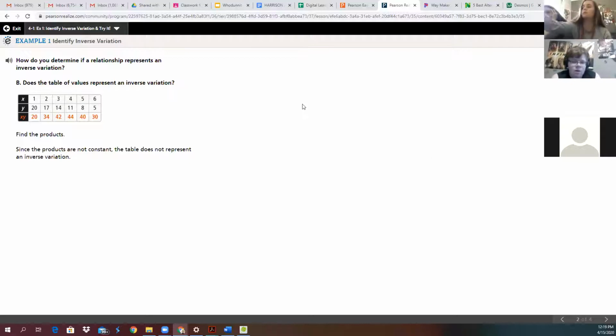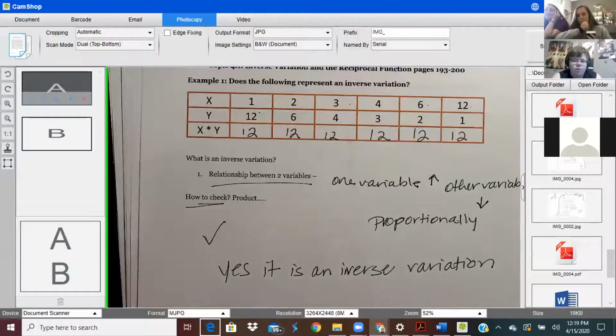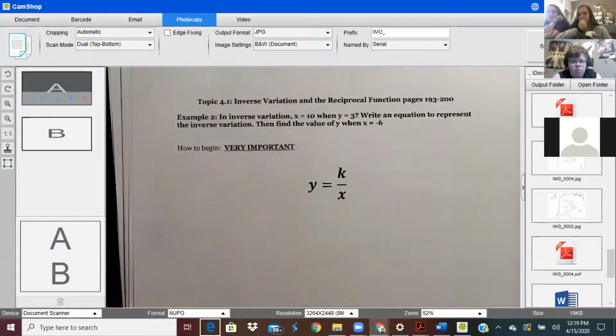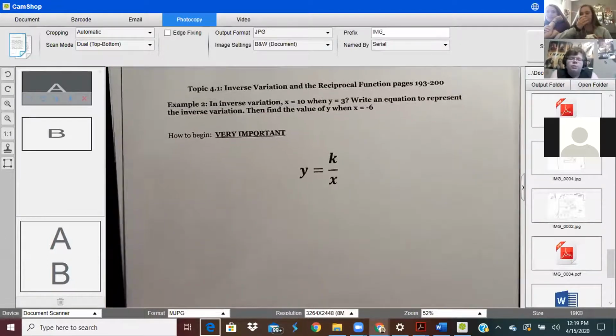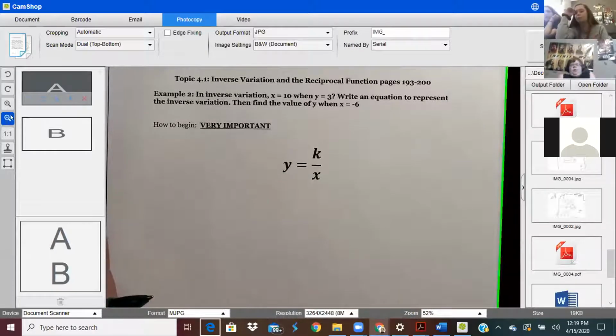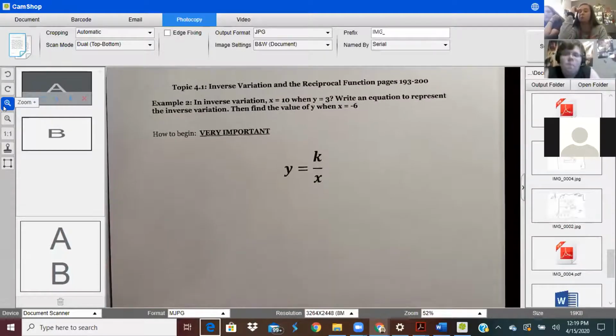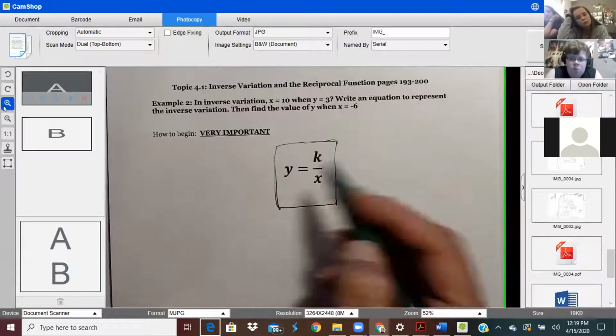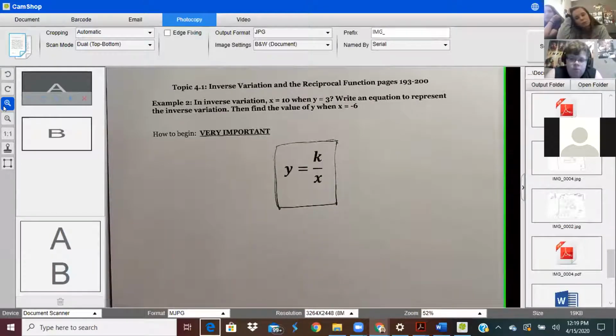So now let's look at example 2. Example 2 is where it can get a little on the tricky side, but it's still easy. You just have to know the pieces. So what's very important is this formula right here. So we're looking at rational functions.